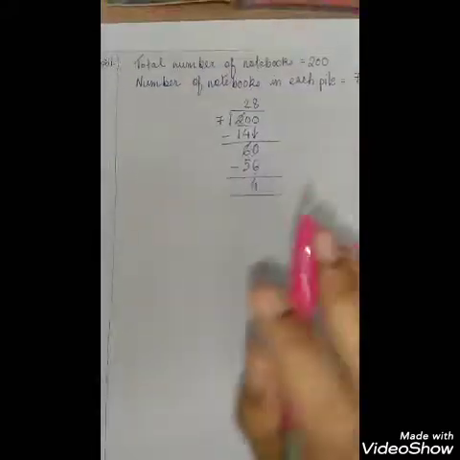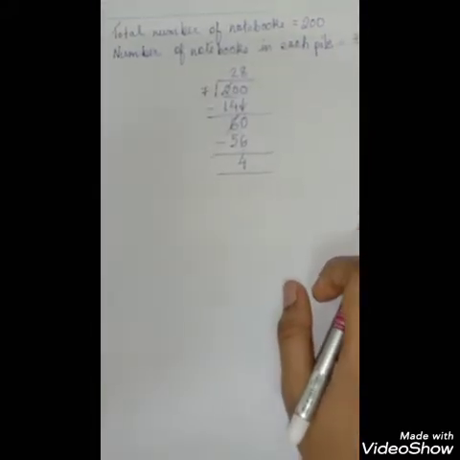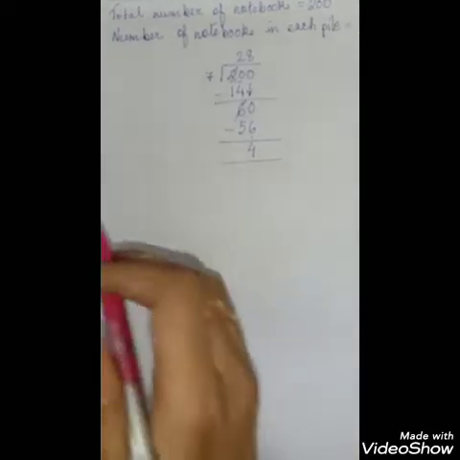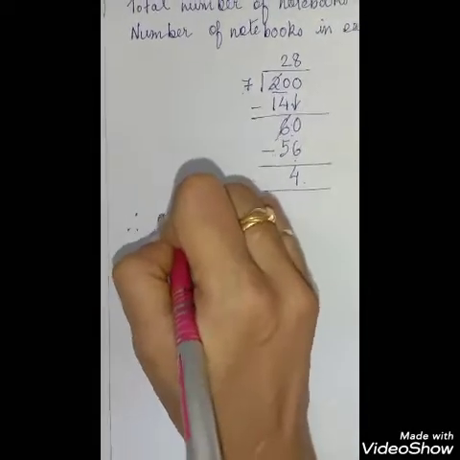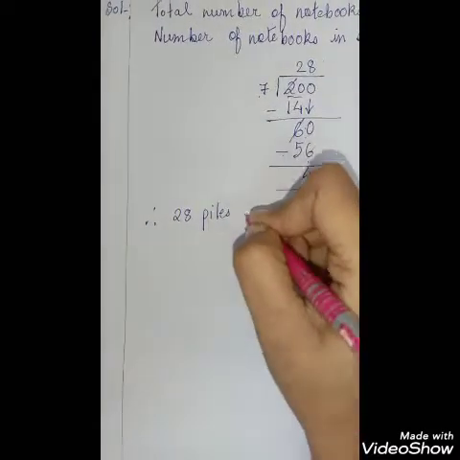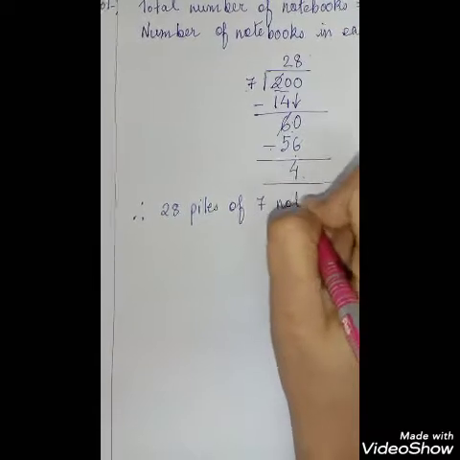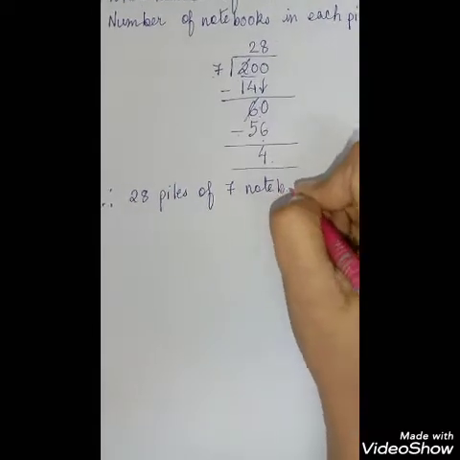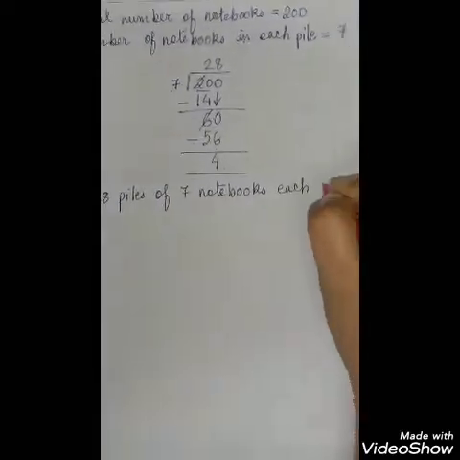Yes. So how many piles of 7 notebooks each can be made? 28 piles. Therefore, 28 piles of 7 notebooks each can be made.